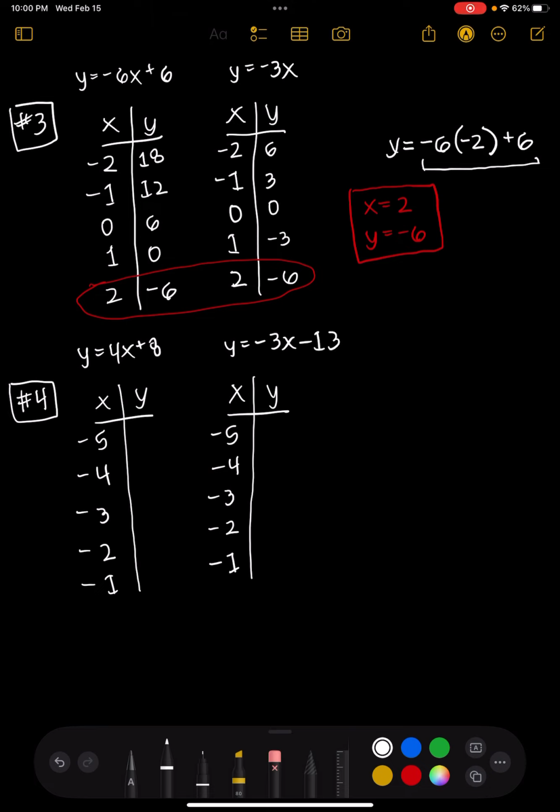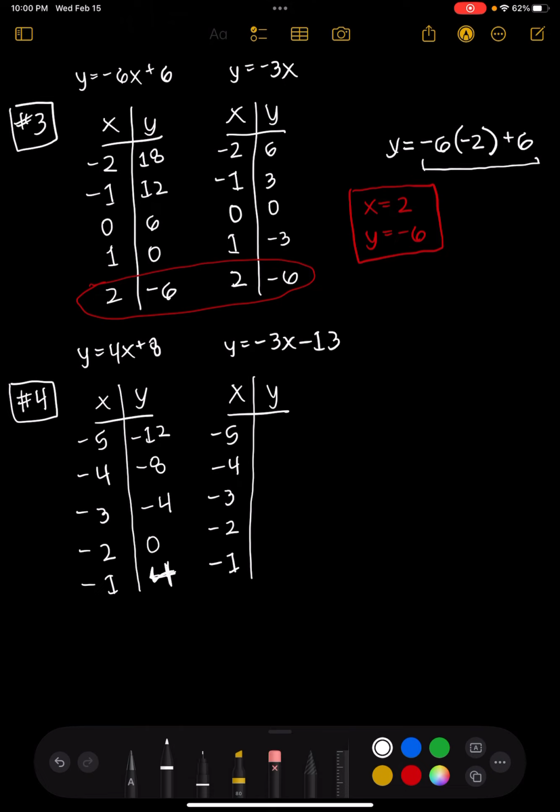All right, so once again, let's start with our first table. We're going to replace the x with -5, so 4 times -5 plus 8 gives me -12. Then 4 times -4 plus 8 gives me -8. Then we replace it with -3, which should give me a -4, a -2, which would give me a 0, and then -1, which gives me -4. Oh, no, wait, sorry, +4. That was my fault. +4.